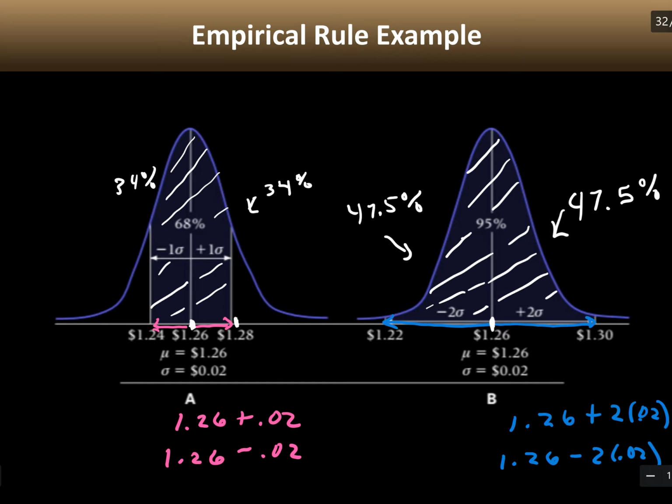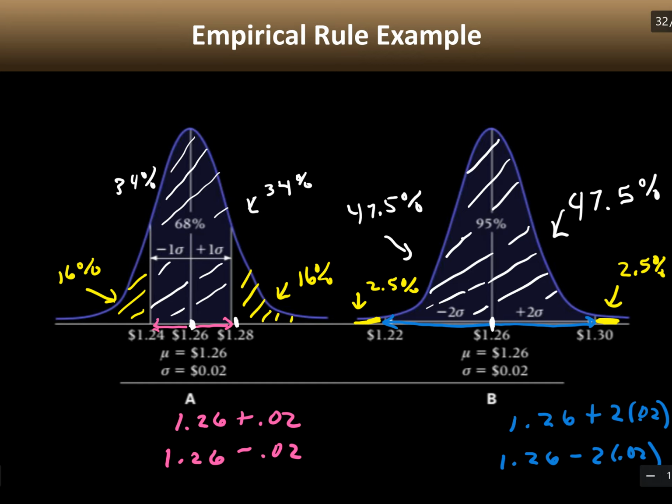And you can also find the values from the ends here. So what would be in the yellow part? Well, it would have to be the difference, right? If you have 68 in the center, then the whole bell has to add up to 100%. So there has to be 16% here and 16% here. We call these the tails. Likewise here and here, can you guess what percent we would have? That would be 2.5%. Here would be 2.5%. And those are the tails of the distribution, or the tails of the bell.